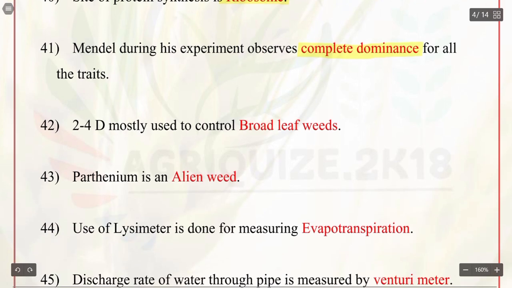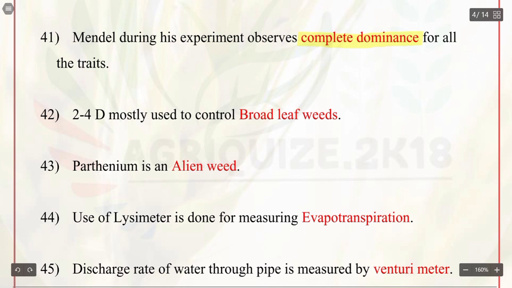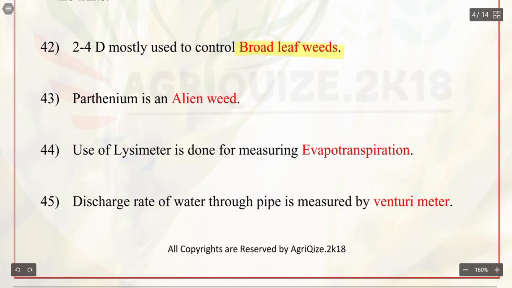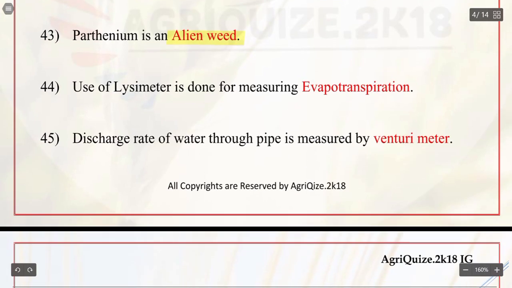Next, 2,4-D mostly used to control broadleaf weeds. Next, Parthenium is an alien weed. Next, use of lysimeter is done for measuring evapotranspiration. Next, discharge rate of water through pipe is measured by Venturi meter.